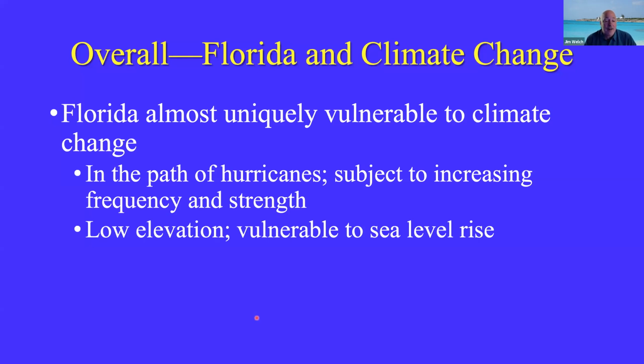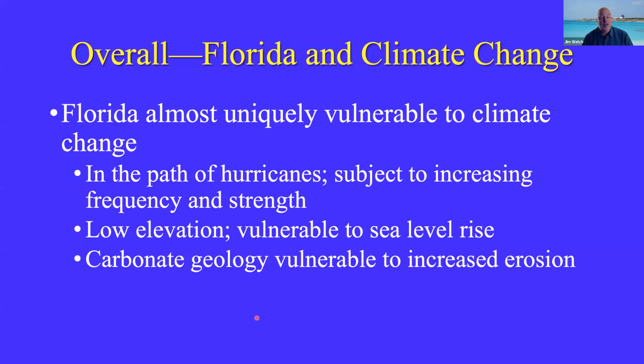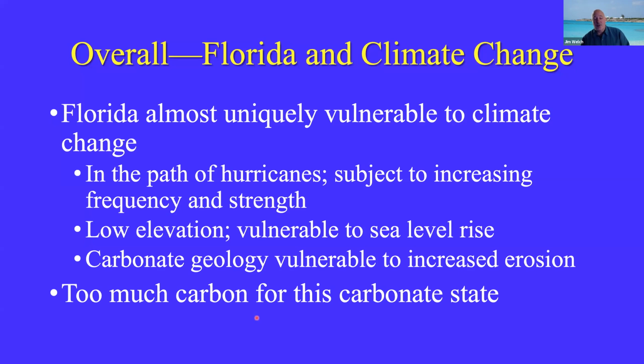Because it's low of elevation for much of the state, especially south of Lake Okeechobee, it's very vulnerable to sea level rise. And its carbonate geology is vulnerable to increased erosion and also the percolation of the seawater. So currently we really do have too much carbon for this carbonate state.